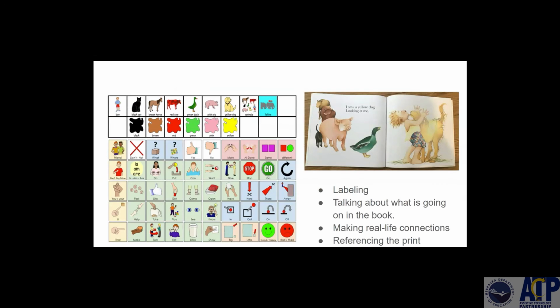What might that look like for a child using augmentative communication? Labeling: I see a dog. Talking about what is going on in the book: the dog likes the boy. He's licking the boy. Making real-life connections: do you have a dog?